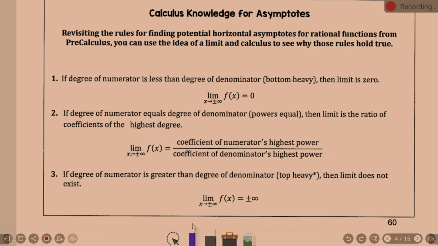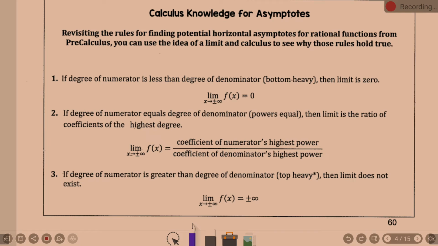And the third option, if the degree of the numerator is greater than the degree of the denominator, so top heavy, then the limit, well, okay, it says the limit does not exist, and that's because they're going to argue infinity is not a real number and limits have to be towards a real number. But if we talk end behavior here, which is really what I need you guys to understand, that graph, we say no horizontal asymptote, right? If there's no horizontal asymptote, that means your graph is either going up or down somewhere. And if it's going up or down, it's going to approach either positive or negative infinity.